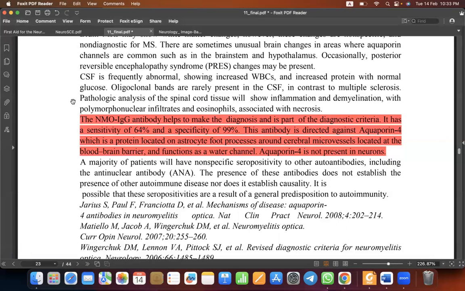Okay, this antibody is directed against aquaporin 4, a protein. It involves the astrocyte foot processes around the cerebral microvessels located in the blood-brain barrier as well. A majority of patients have non-specific seropositivity to autoantibodies, particularly ANA, but we should not think it is SLE. We should think in a typical pragmatic way about neuromyelitis optica. Okay.